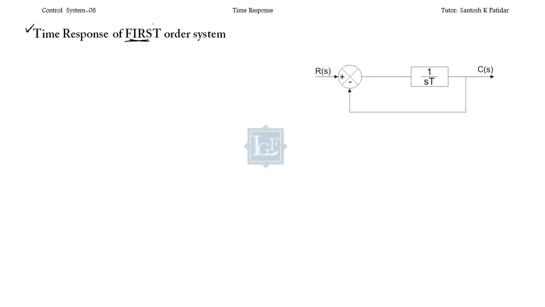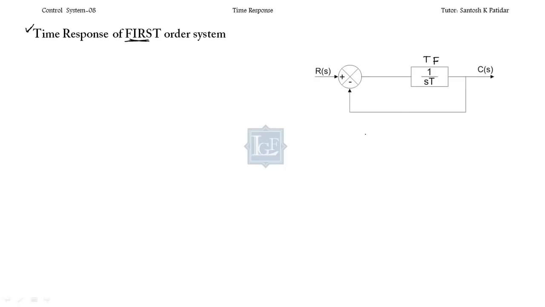So today's topic is the time response of the first order system. We are going to deal with the time response, like transient response and steady state response. But what is the first order system? This is the block diagram representation of the first order system, in which the forward path transfer function is given by 1 by sT. This is the open loop transfer function of the first order system.